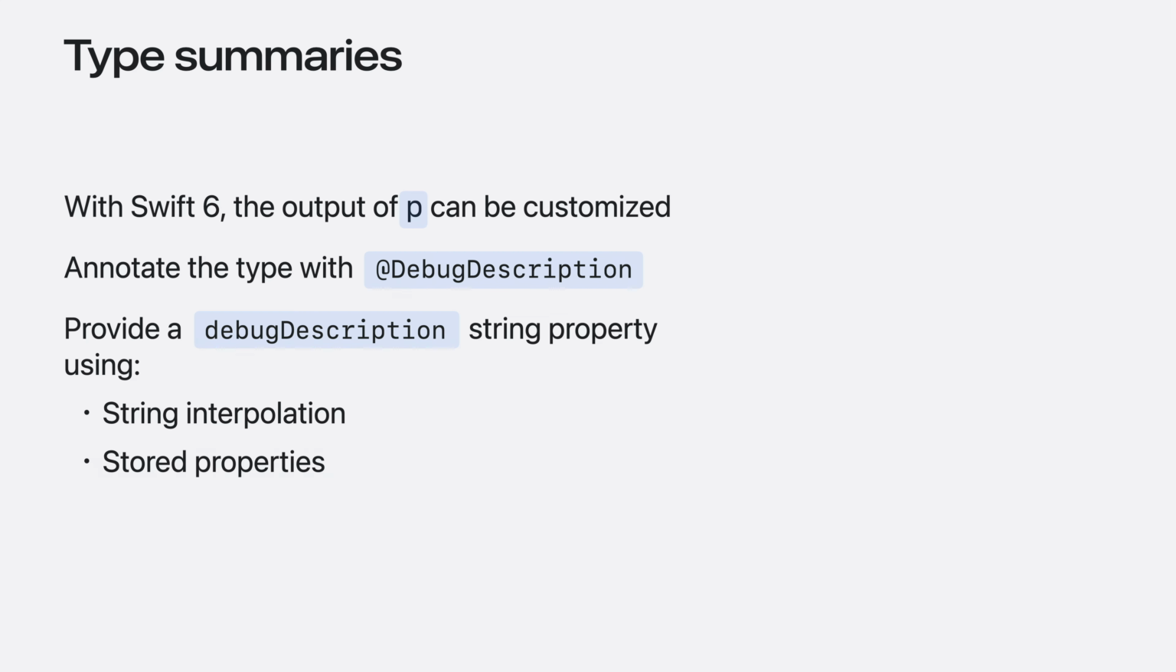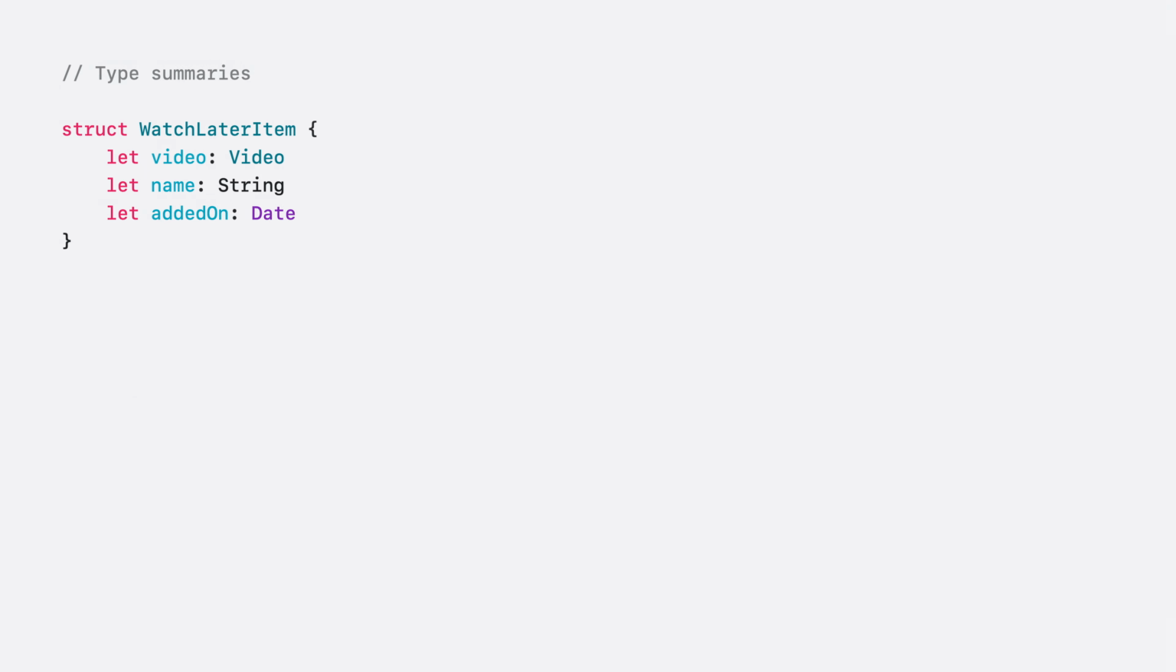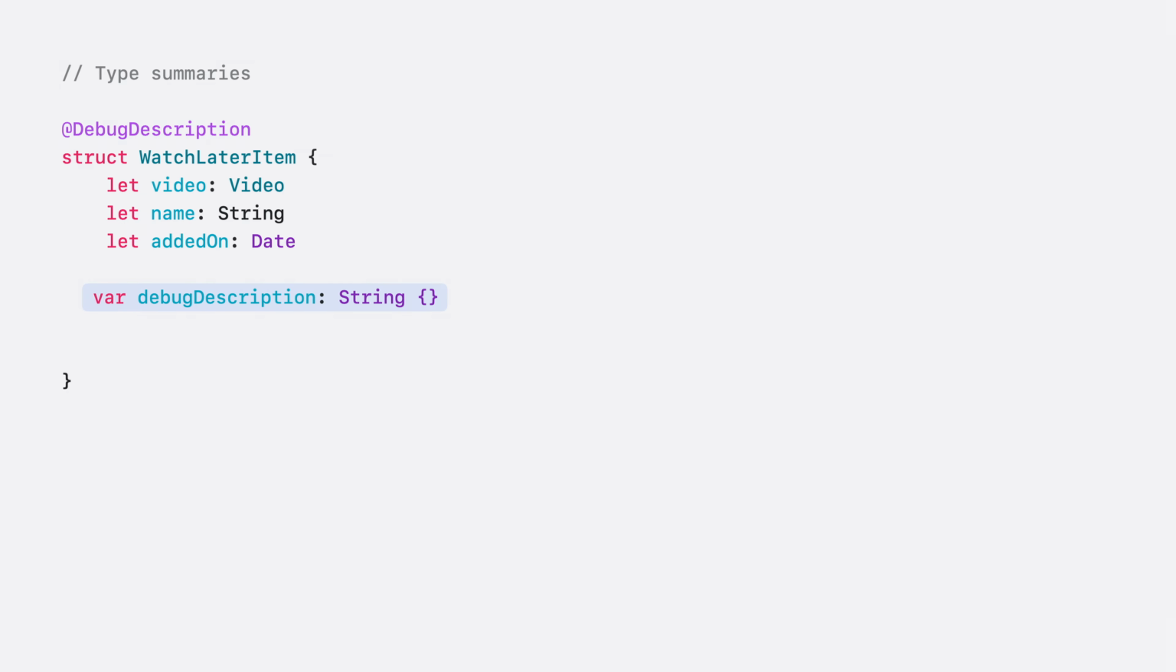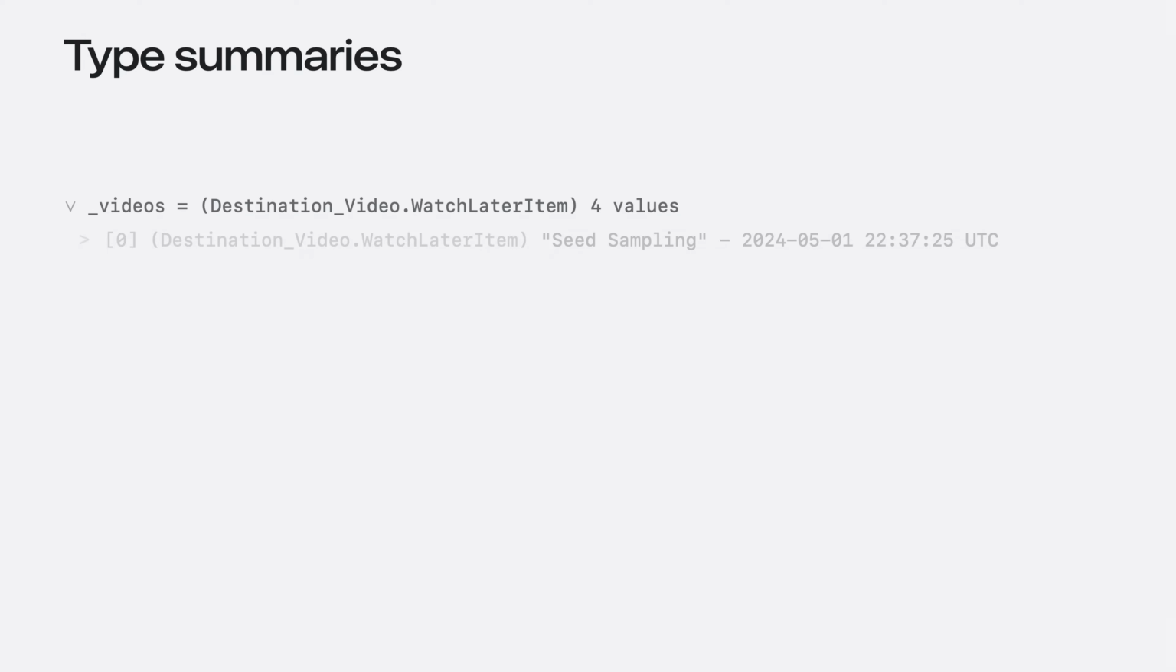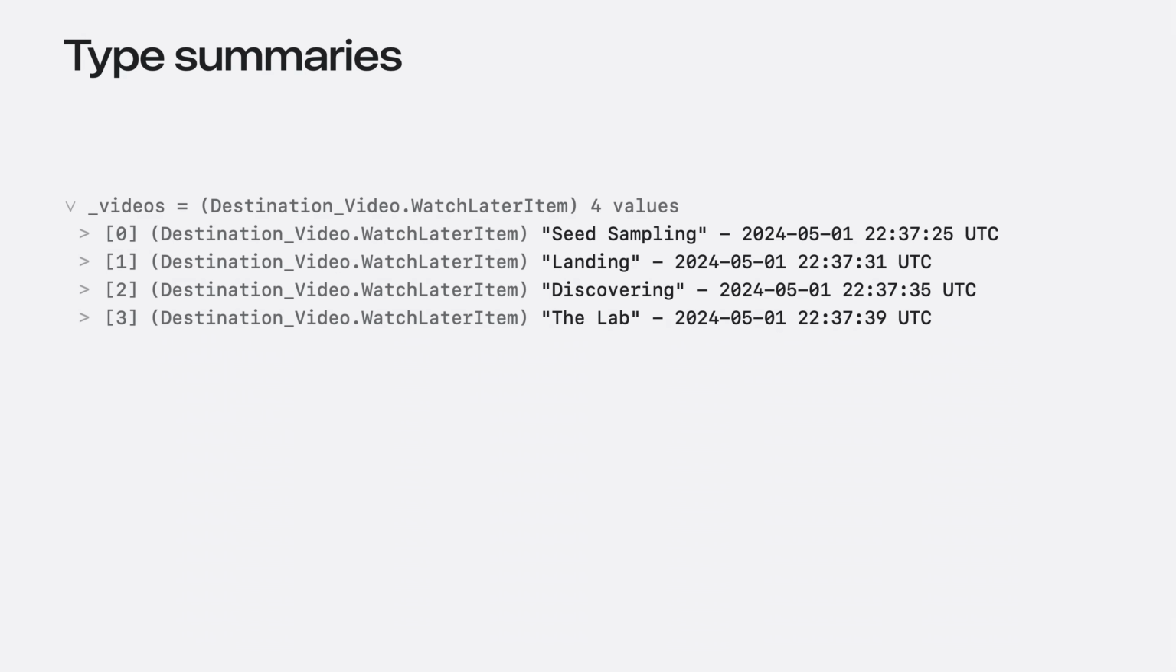Let's implement this for our watch later item type. Our data structure contains 3 relevant data members: a video, a name, and the date it was added on the list. We start by marking the type with the DebugDescription macro. Then, we create a DebugDescription string computed property. And in this case, we will use the name and added on date as a summary for the type. Now, if we inspect the variable viewer again, the summary is displayed in each item of the collection.